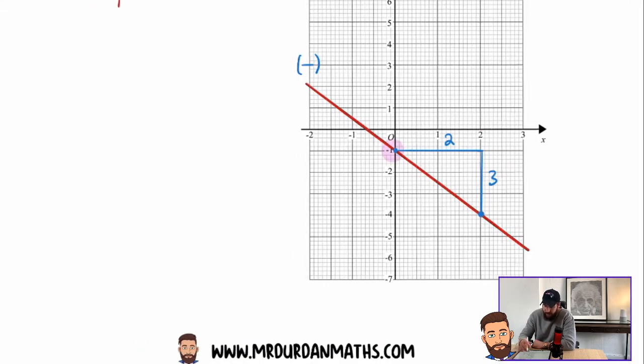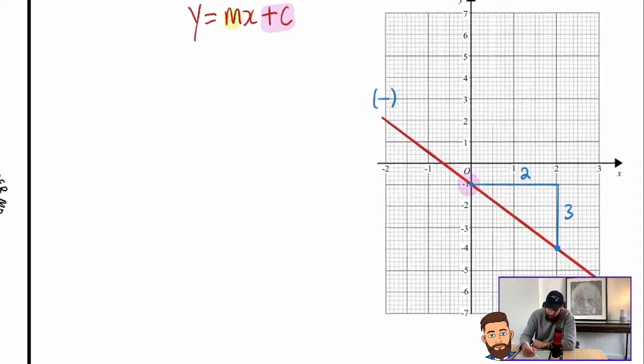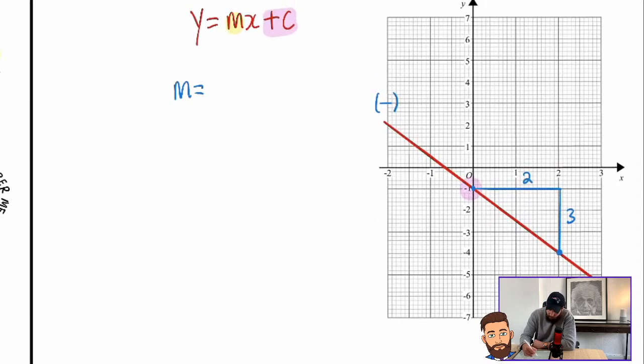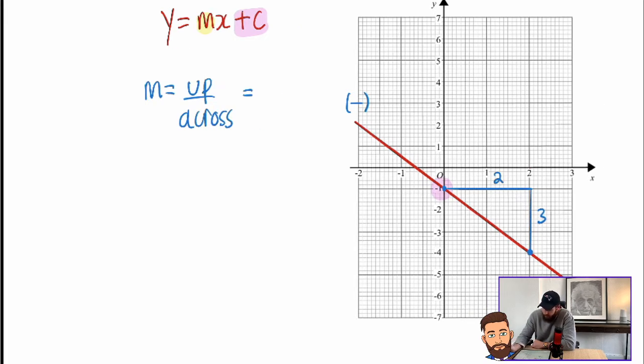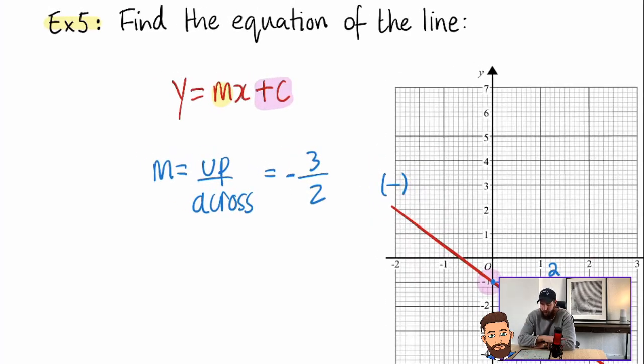And remember, it's a negative gradient, which we've made a note of there. So this would mean that m, the gradient, is equal to up, change in y, divided by across, change in x, which would be up is 3, across is 2. And we have to remember this is a negative gradient, it's going down, so I'm going to write a negative sign in front of that. And again, for the first time today, we've seen a negative fractional gradient. Don't be scared of it, it's fine.